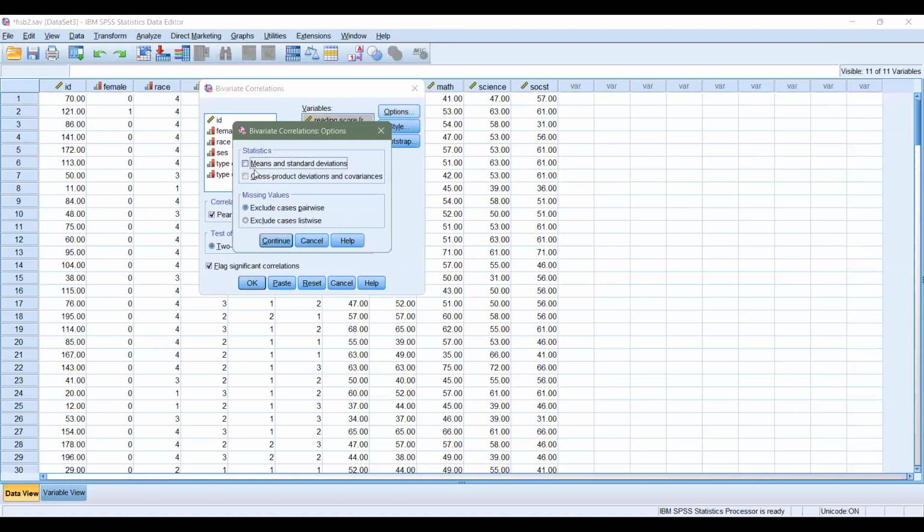In the options, you will get the means and standard deviations, but we are not looking for this. We are looking for the correlation matrix.